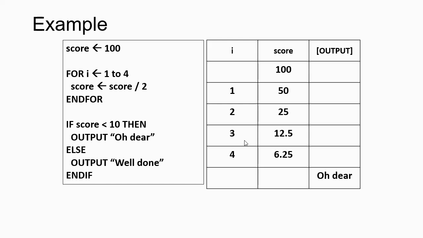Now, like I said, time kind of passes as we move down through our trace table. So we've got 4 iterations of our loop on 4 separate lines of the trace table. And then because the if statement is after the for loop, I've put the output of "oh dear" on the line underneath in the trace table. Now you could put it above, but I like to keep it separate so that the for loop is separate from what comes after it, and we can see that passage of time going down through the trace table.